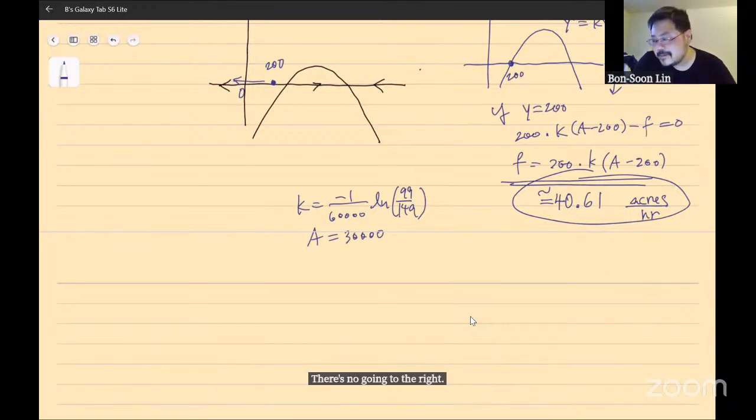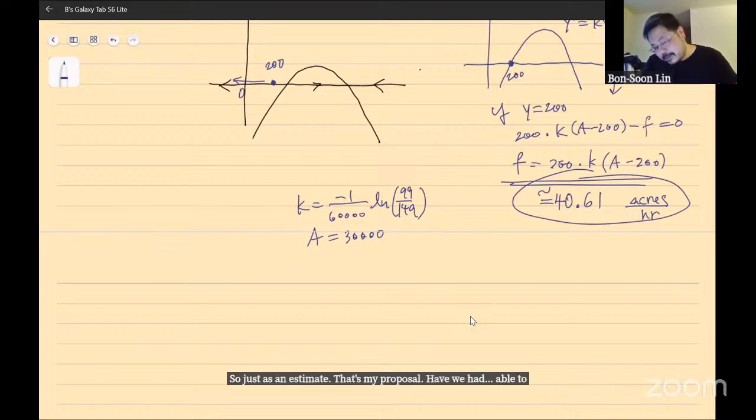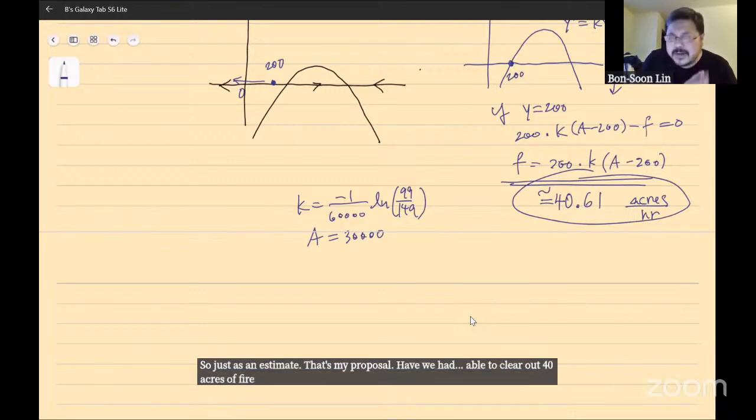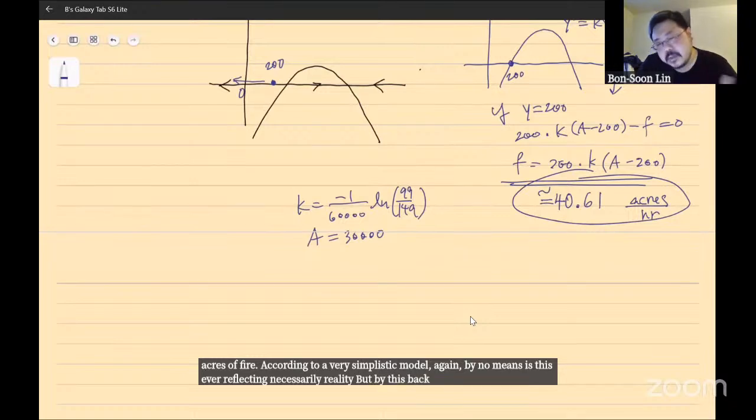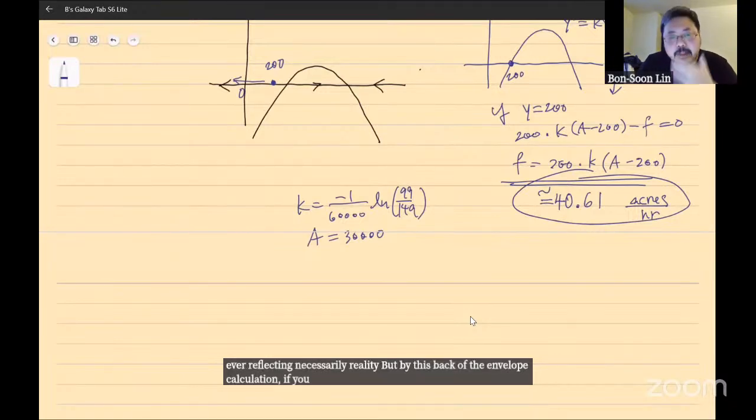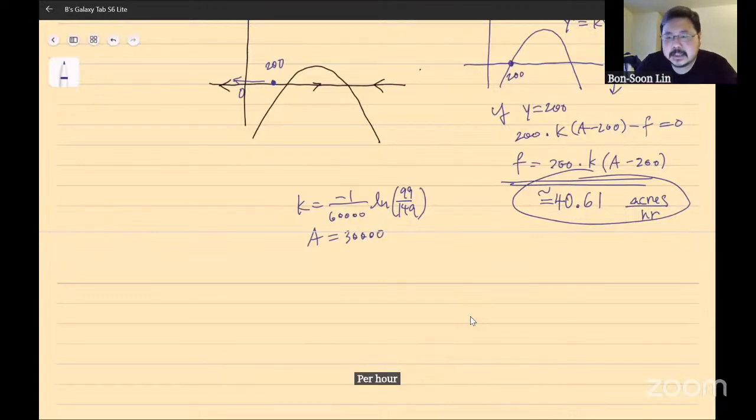Does that make sense? So, this is the estimate. That's my proposal. Have we been able to clear out 40 acres of fire? According to our very simplistic model, again, by no means reflecting necessarily reality, but by this back-of-the-envelope calculation, if you clear 40 acres, probably the fire could be contained per hour, every hour. And it's just a constant effort.